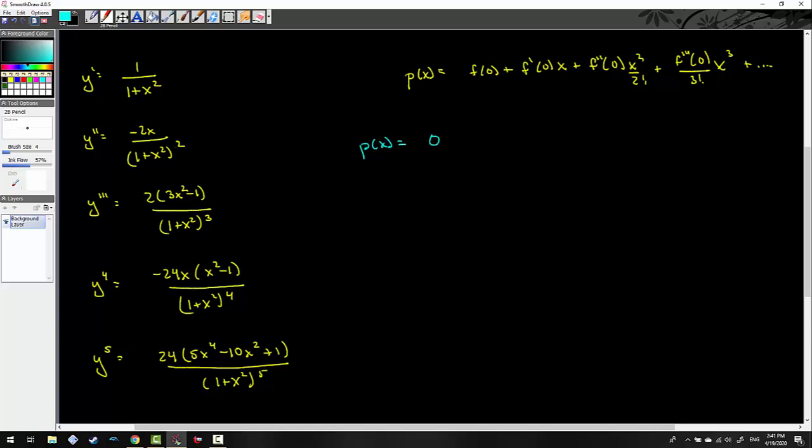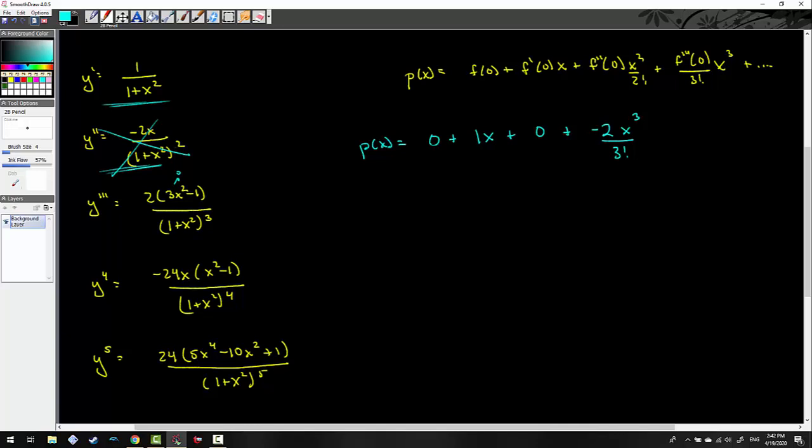Plus f prime of 0. Well, f prime of 0 is going to be this guy. So that's going to be 1 x plus f double prime of 0. Well, f double prime of 0 is going to be this guy, but the 0 up top is going to make this whole thing go away, so I don't need to worry about him. So I'll just throw out a 0 right there. And then plus f triple prime of 0, well, that's going to be 0 into here is going to get me 0, minus 1 is going to be negative 1. So this will end up becoming actually a negative 2. The 0 down here is going to go to 1, so all I have is 2 over 3 factorial with an x cubed tagging along.